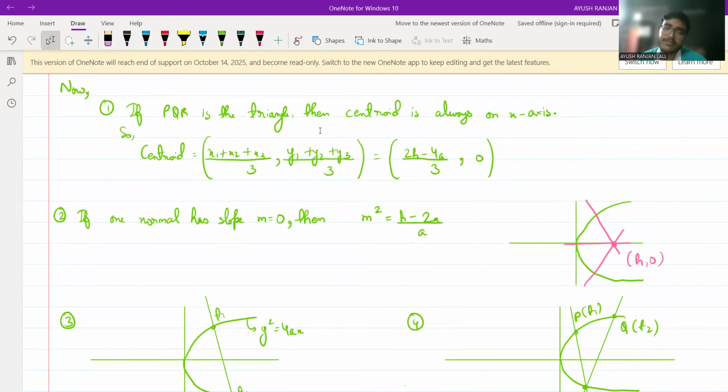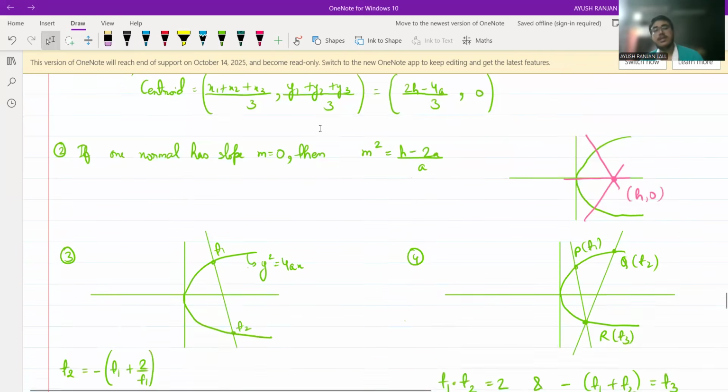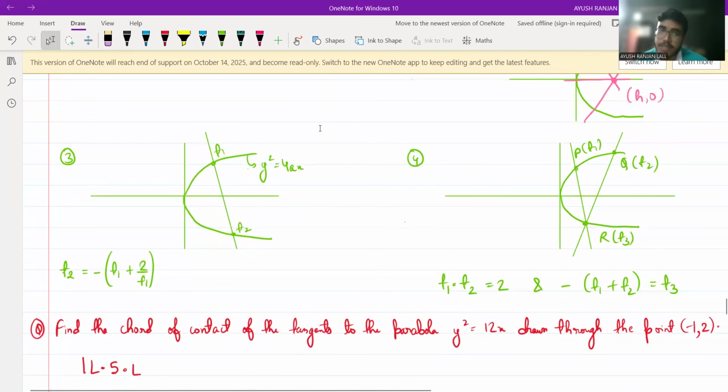Next, if one normal's slope is 0, we can write m square is equal to (h minus 2a) by a, or we can write the point of intersection as (h, 0). Next, the third one: if a chord is passing through the points t1 and t2, then what is the relation of t1 and t2? t2 is equal to minus (t1 plus 2 by t1).